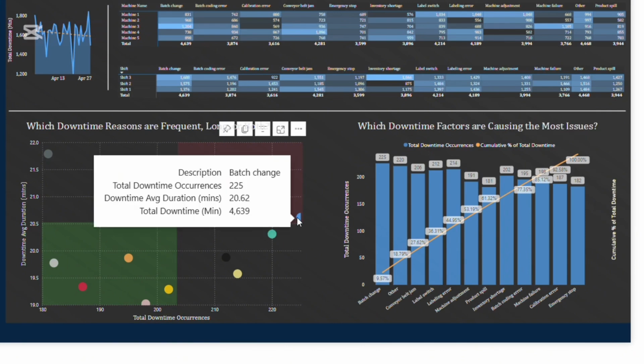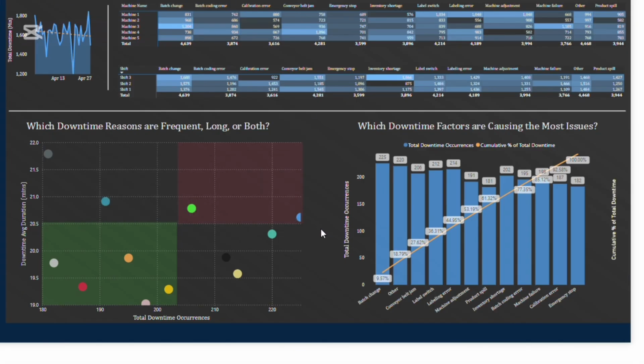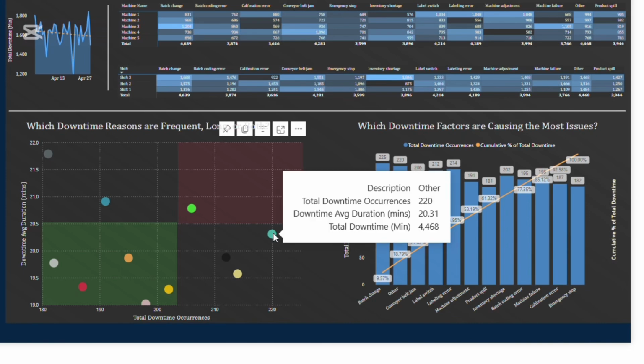So we can see here on the scatter plot chart, and it obviously indicates that this is a high priority item that we need to deal with in order to minimize our downtime. Label switch and conveyor jam were nearly as frequent with similar durations, and the other category is concerning. It's both frequent and long and lacks detail. This suggests a breakdown in root cause tagging or operator input. So we see that here.